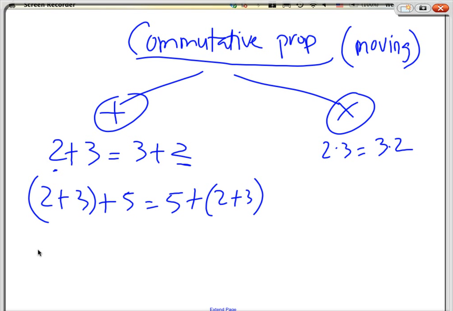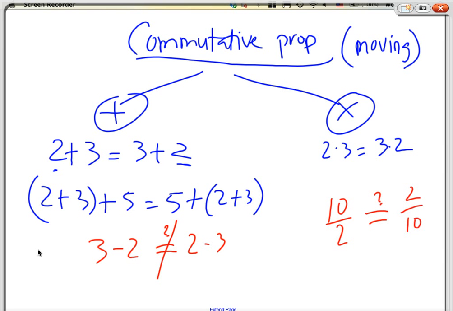So why won't it work for subtraction? Well, it's the same concept. If you take 3 minus 2, will that be the same thing as 2 minus 3? No, because they're not the same. It violates the equality property, and therefore it won't work. Same thing for division. If I take 10 divided by 2, is that going to be the same thing as 2 divided by 10? No. Once again, it violates that rule. Therefore, these two, division and subtraction, won't work.